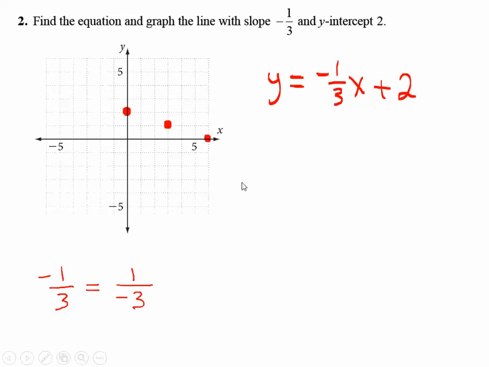Okay, and then something else I want to bring up here, tell me if you guys agree or disagree: is -1/3 the same thing as 1 over -3? Is this a true statement or a false statement?